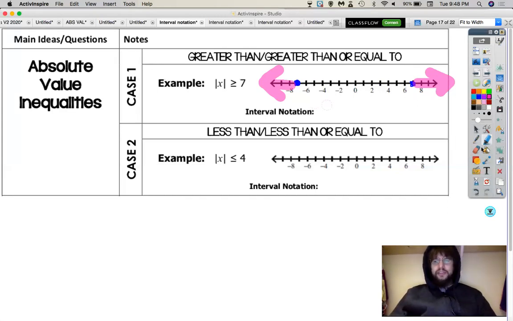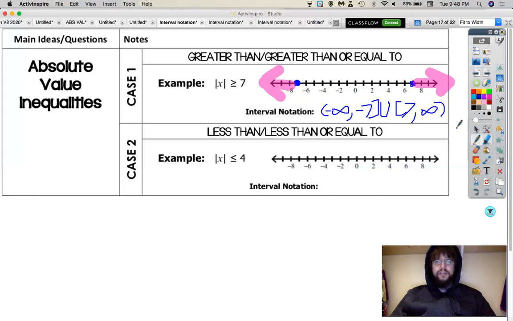How do you write that in notation? Well, it's just a compound inequality. Negative infinity to -7, and it does include it, union, including 7 to infinity.